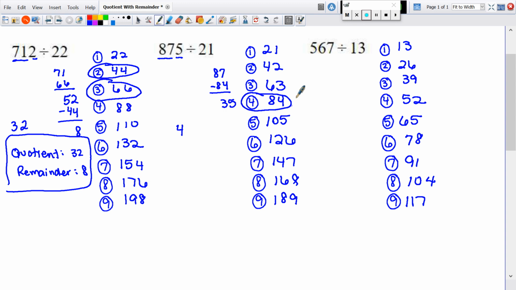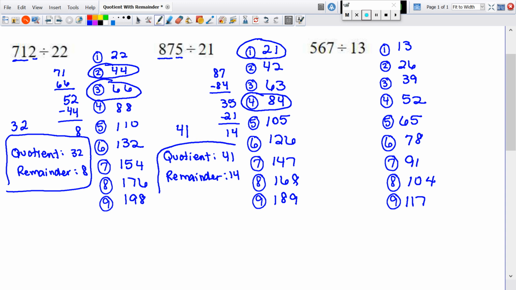Now we're looking for 35. So 21 is the biggest number without going over. The circled number goes next to the other circled number that you had written down. The 21 goes under whatever you were looking for, and you subtract. 35 take away 21 is 14. But you are finished. There are no more numbers to bring over here. So you're done. Quotient is 41 with a remainder of 14. Literally, the thing that takes the most amount of time is making the original list.